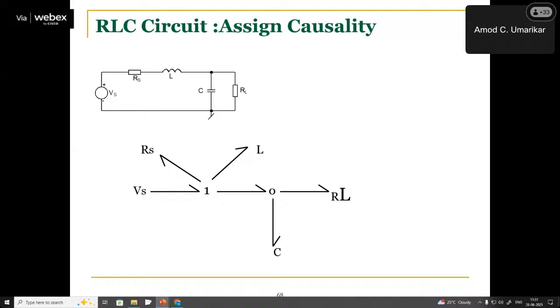Now it is time to assign causality. For the voltage source, what is the causality? Voltage is nothing but an effort source. So we have to assign the causality in sequence. The first in sequence is the source, so that is a fixed causality.